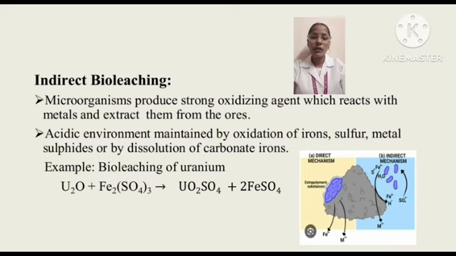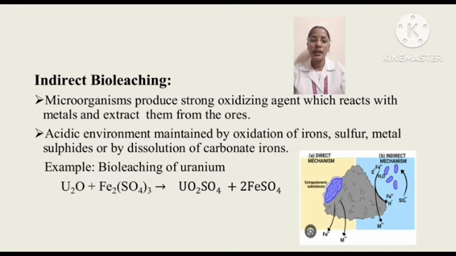Indirect bioleaching is the mechanism in which the microorganisms do not directly attach to the mineral surface. They produce strong oxidizing agents which chemically react with the metal ores and help in metal extraction. Microorganisms oxidize ferrous ion into ferric ion. They also oxidize sulfur compounds to sulfuric acid. They produce sulfuric acid and ferric ion, which are powerful oxidizing agents.